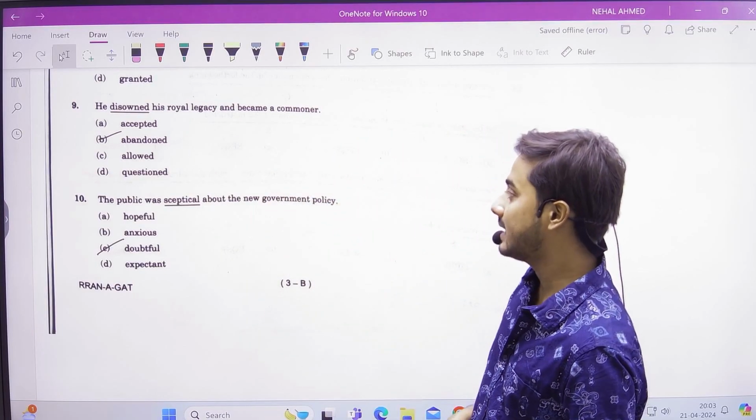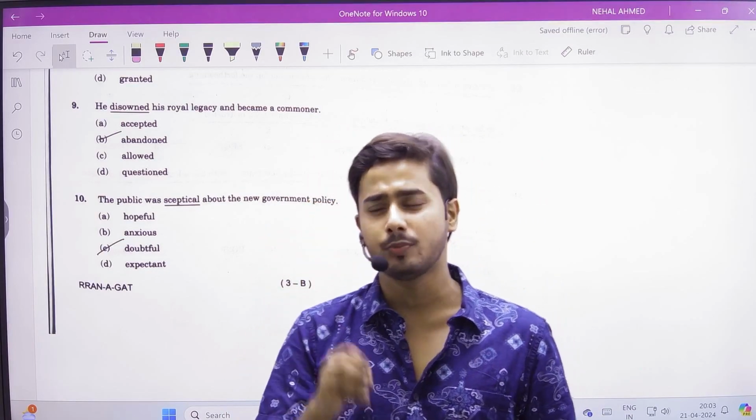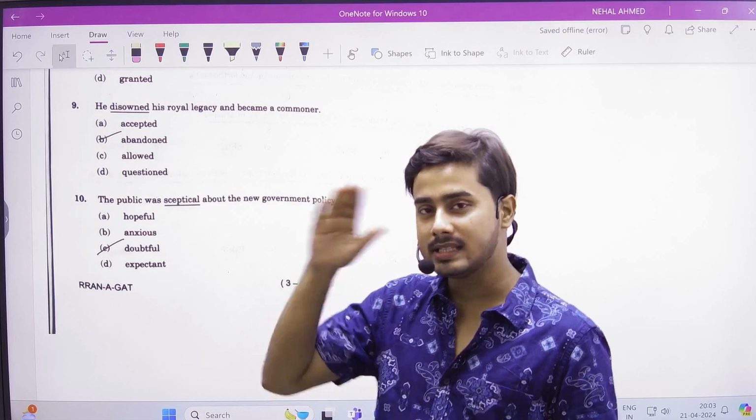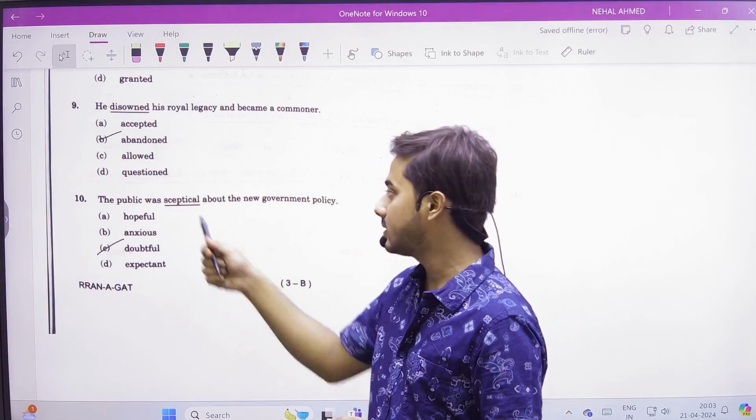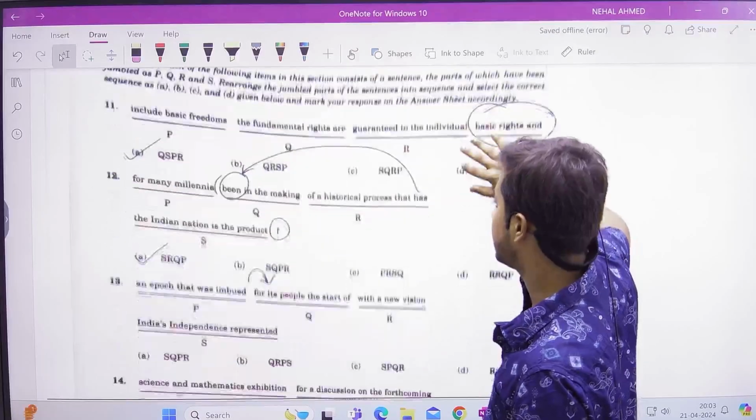Lastly, the public was skeptical about the new government policy. Skeptical means having a lot of doubts about something, not being sure about something, being confused with something. So skeptical is basically doubtful. Great, then, going to the next part.